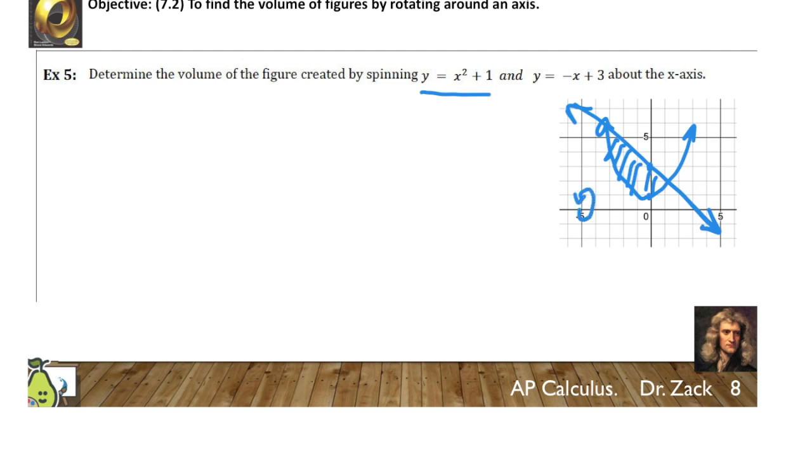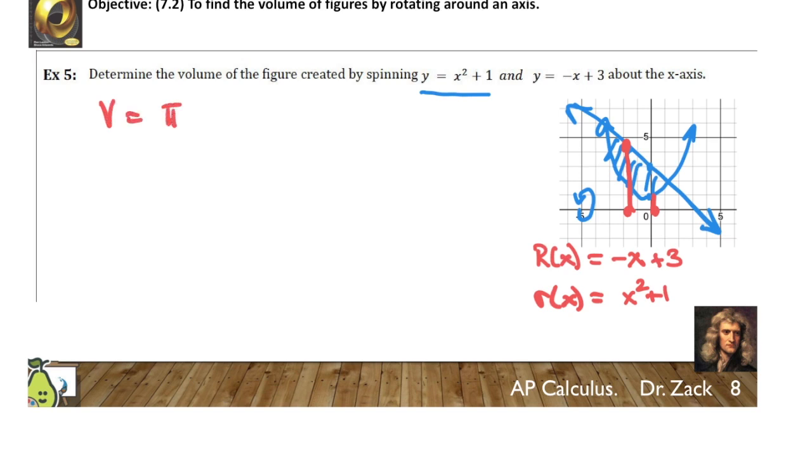As you can see, if I'm going to draw from where I'm spinning to the outer edge, there is another hollow piece in the problem. So big R of x is going to be the line negative x plus 3 because that's higher than the next part. So the next part is drawn from where you're spinning to the lower edge. So little r of x is going to be equal to your x squared plus 1. Now the volume is pi.